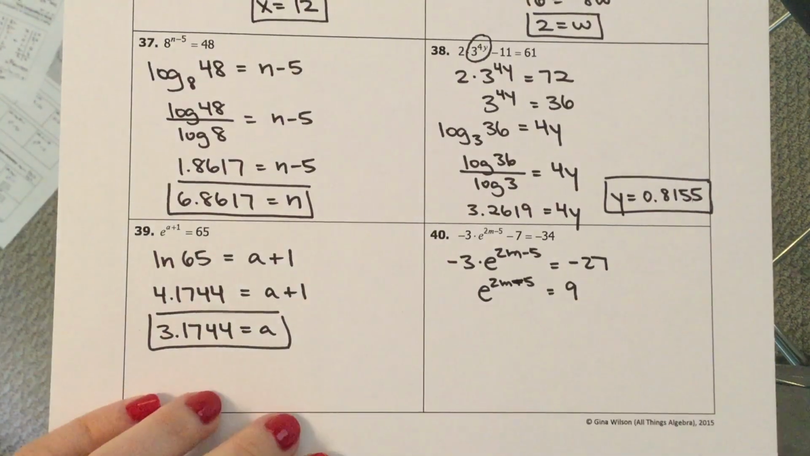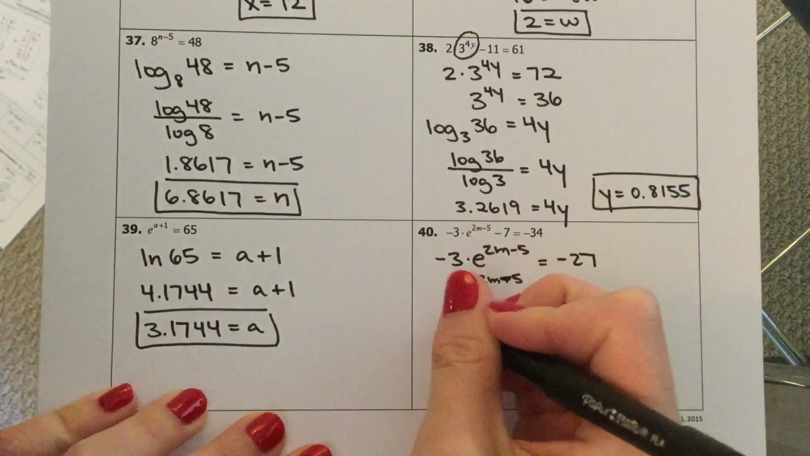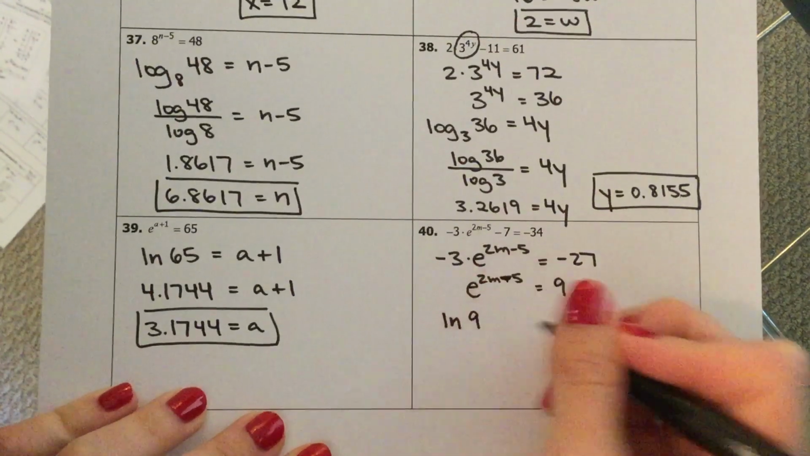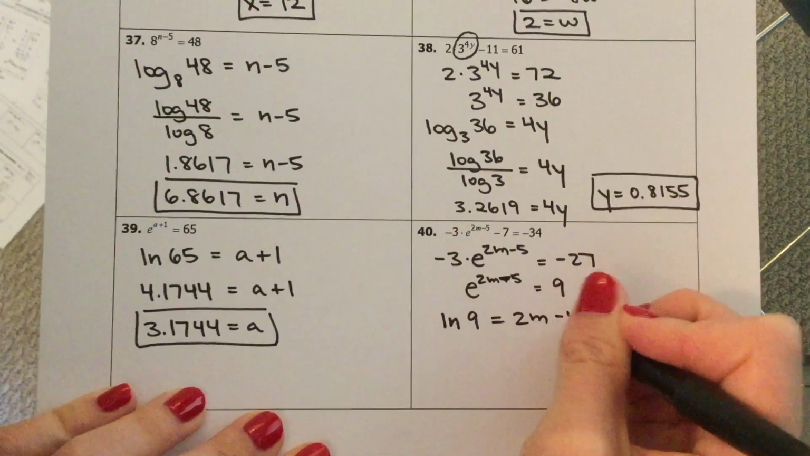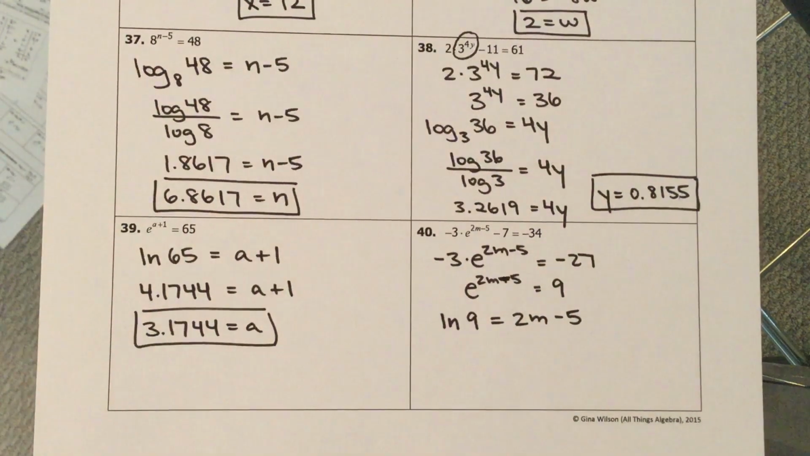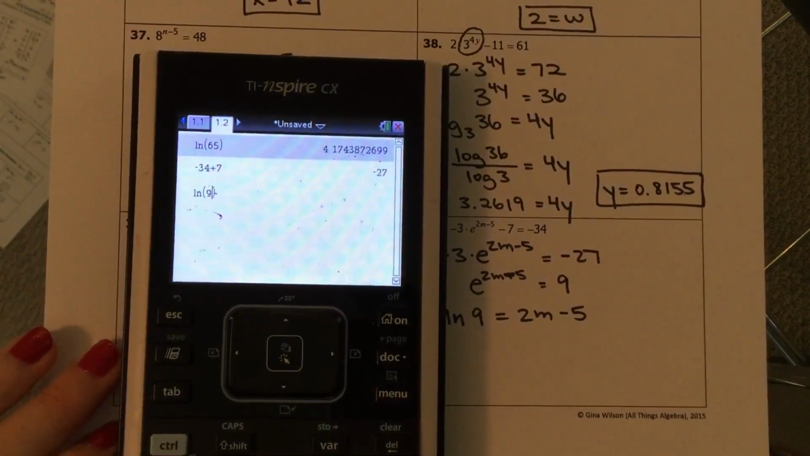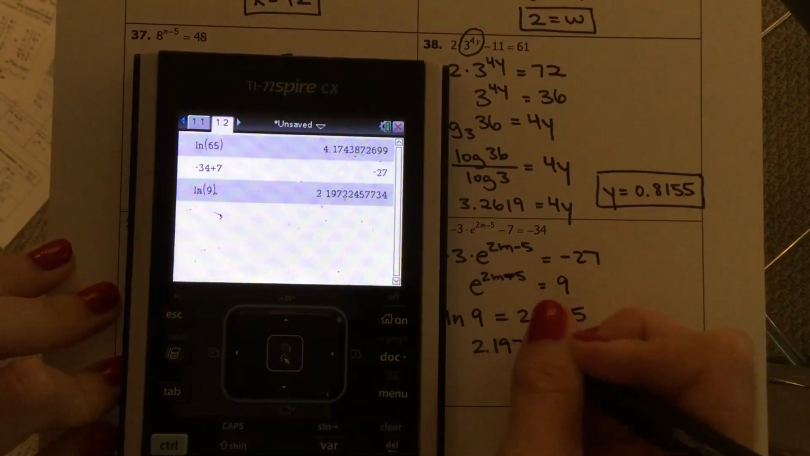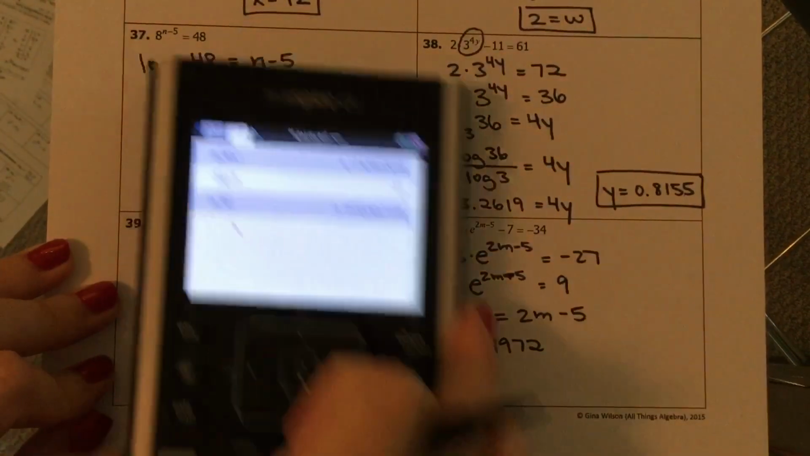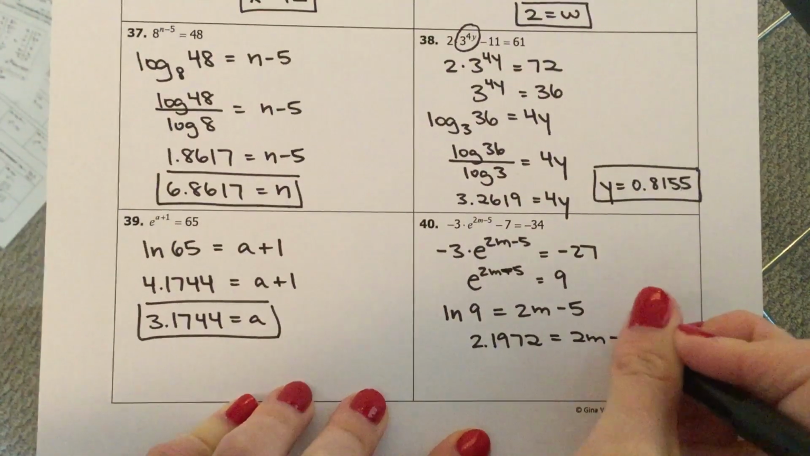So I convert it into logarithmic form. So log base e is the natural log. The 9 goes within the function there, and the 2m minus 5 is now on its other side. So just like before, natural log doesn't need any special conversion. Natural log has its own button. So this we do 2.1972 for my left-hand side equals 2m minus 5.